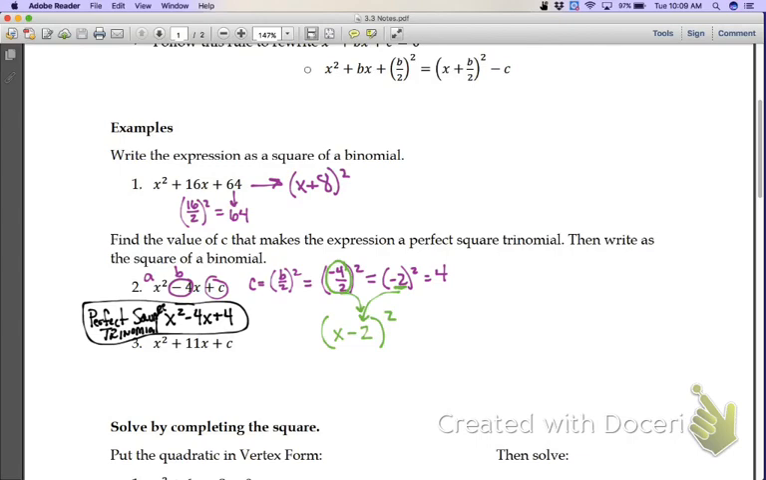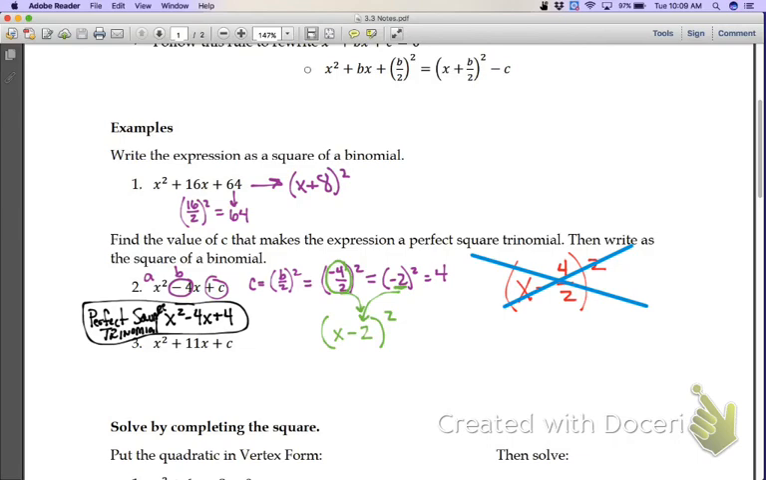Now, one thing I do not want to see, and I know I will, is this. I do not want to see x minus 4 over 2 squared. Do not do that. Don't be lazy. Just divide negative 4 by 2. Don't write it as negative 4 over 2. So anytime you have a perfect square, I can take that middle term, divide it by 2, and it will give me the binomial squared.